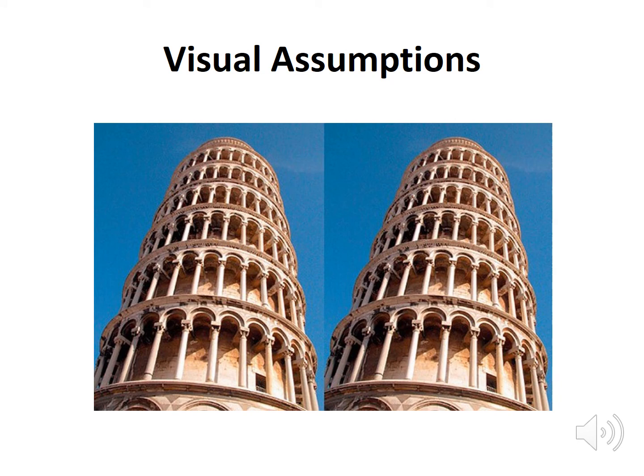So in this example, we have the Leaning Tower of Pisa. And what an observer normally observes is that the right Leaning Tower of Pisa is a little bit more tilted to the right, so in a more precarious position than the left one. However, they are the exact same images. Now, why do we perceive the right one as being more leaning to the right than the left one?